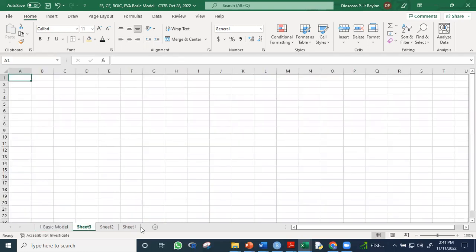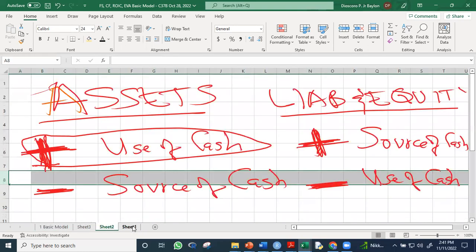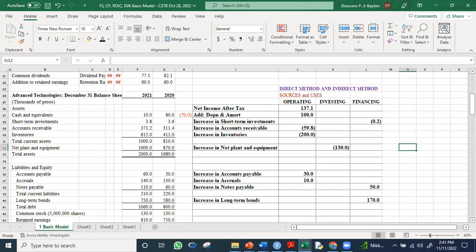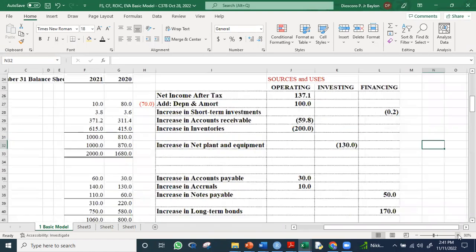So again, we said that for the asset side, an increase in the assets would mean a use of cash, while a decrease in the asset would mean a source of cash. The opposite is true with the liabilities and equity, such that an increase in liabilities and equity is a source of cash, otherwise it's a use of cash. Okay, so let's quickly review what we have done so far.